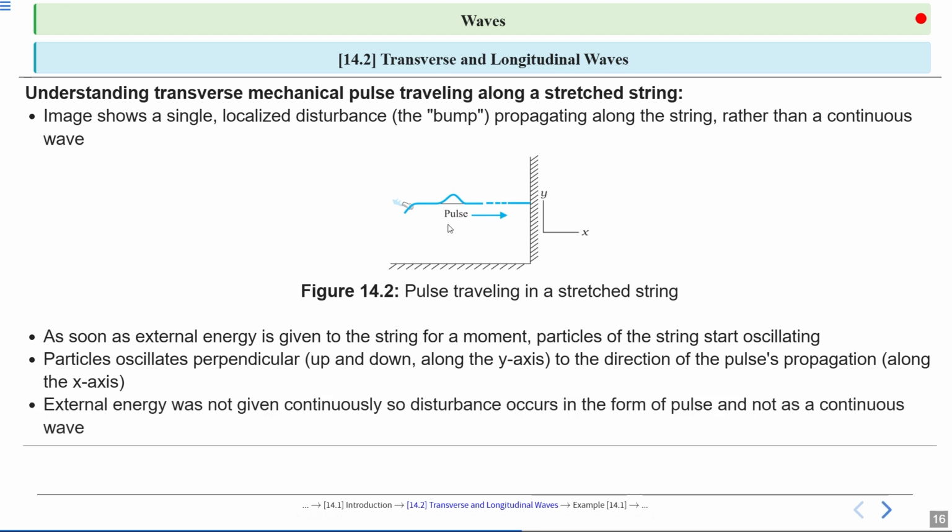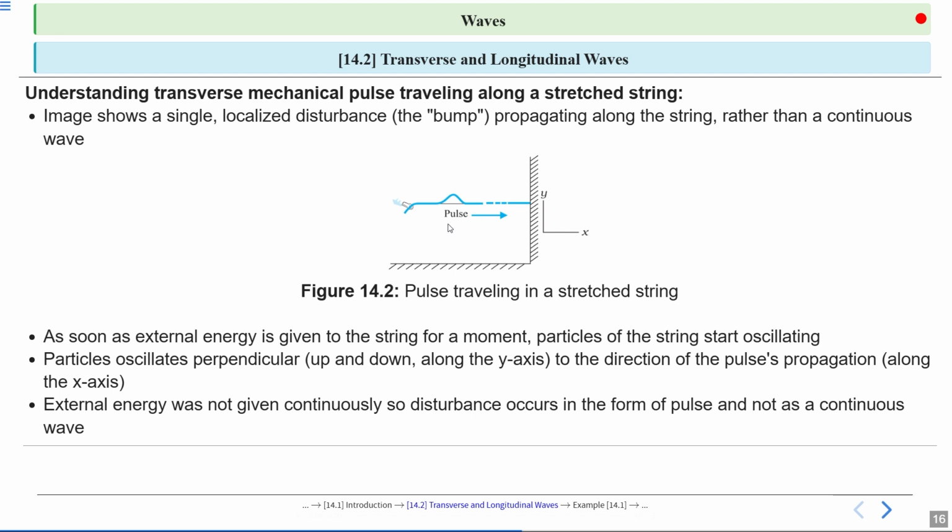So because we only give energy to the string for a brief moment, we get a single pulse instead of a continuous wave. If we kept shaking the string, we would create a continuous wave, but here the disturbance is just a one time event.